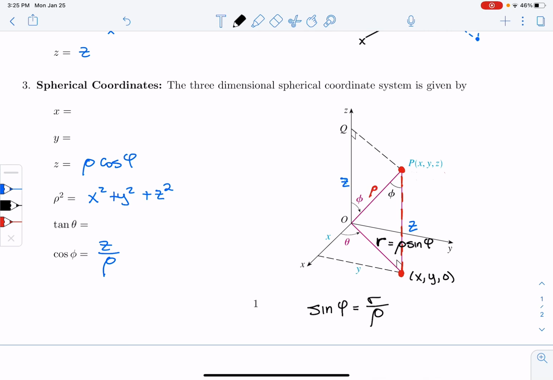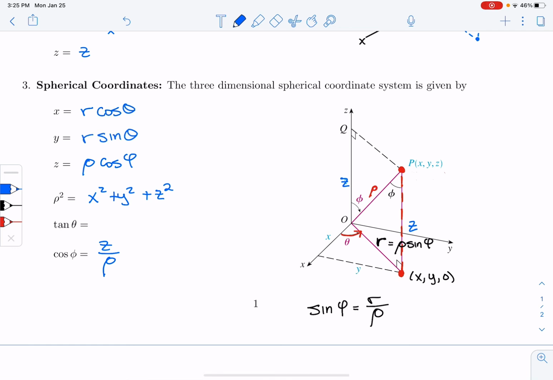Now that r is equal to rho sine phi, we need to find the x and y coordinates. And here we can use polar coordinates to figure out the x and y coordinates. So we're going to pick a second angle, theta. Theta is going to be the angle from the x-axis, just like it has been normally. And so x is going to be r cosine theta, and y is going to be r sine theta.